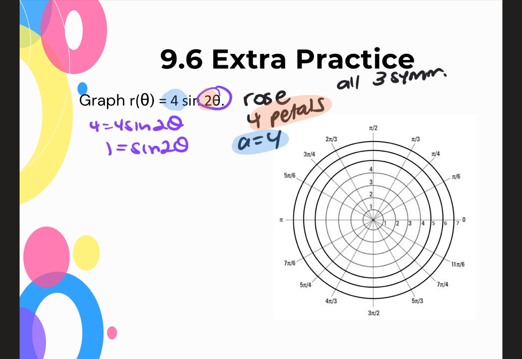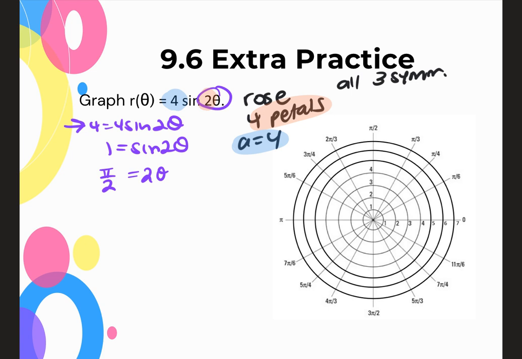If it was just cosine, it would be the polar axis. If it was just sine and it was odd, then it would be pi over 2. But if it's got the even number of petals, it's also all 3. Now to find where the first petal is, I set it equal to the petal length. So I set it equal to 4, divided both sides by 4, and I got sine of 2 theta is 1. That tells you 2 theta is pi over 2 because that's where sine is 1.